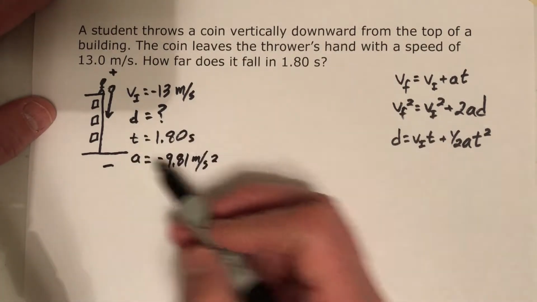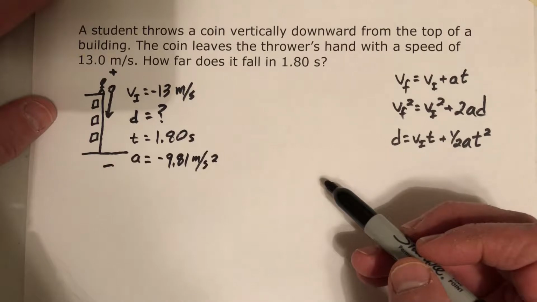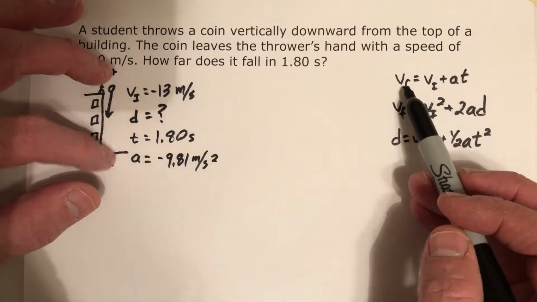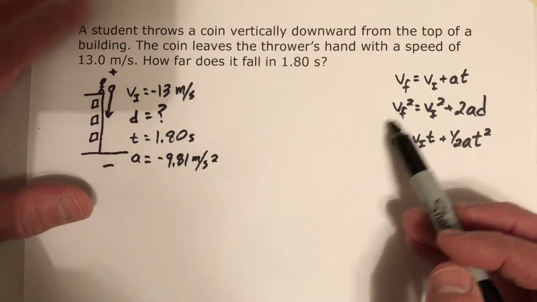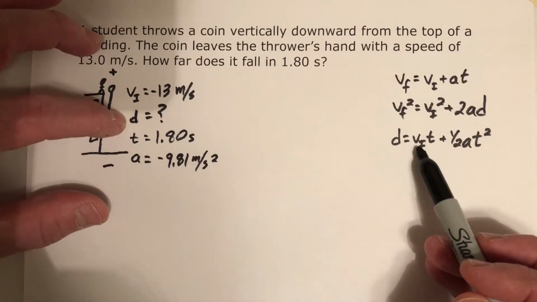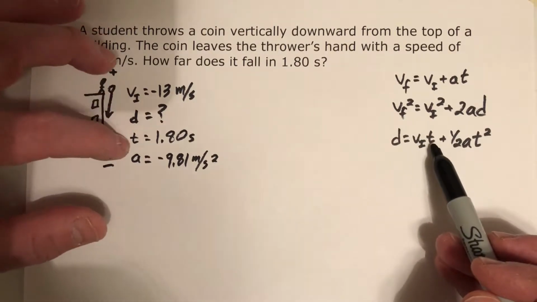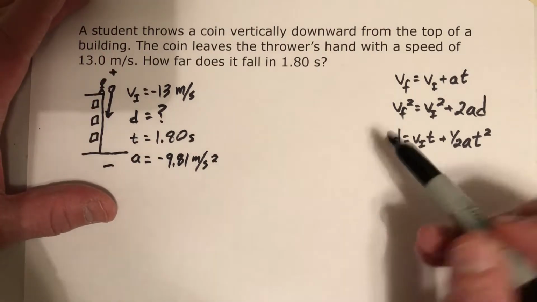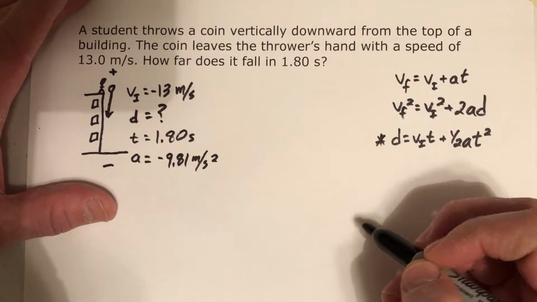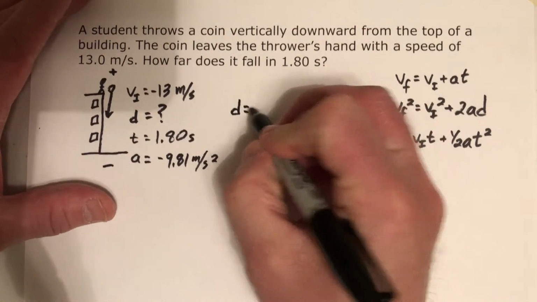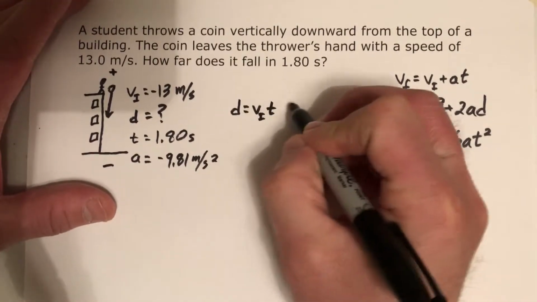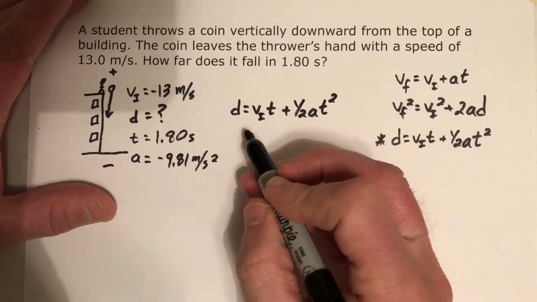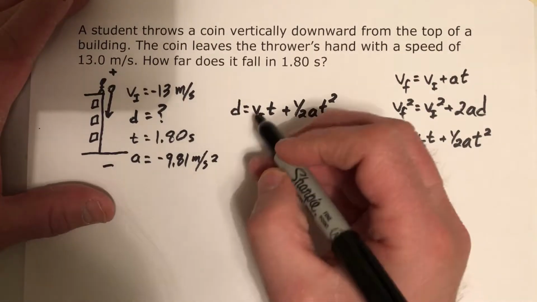Now we match up these variables with one of these equations over here. VF, no, I don't have that. VF, no, I don't have that. D, I have that. VI, I have that. T, I have that. A, I have that. And T, I still have that. So this is the equation that we're going to use. D equals VIT plus 1/2 AT squared. Okay, so we just plug our numbers in.